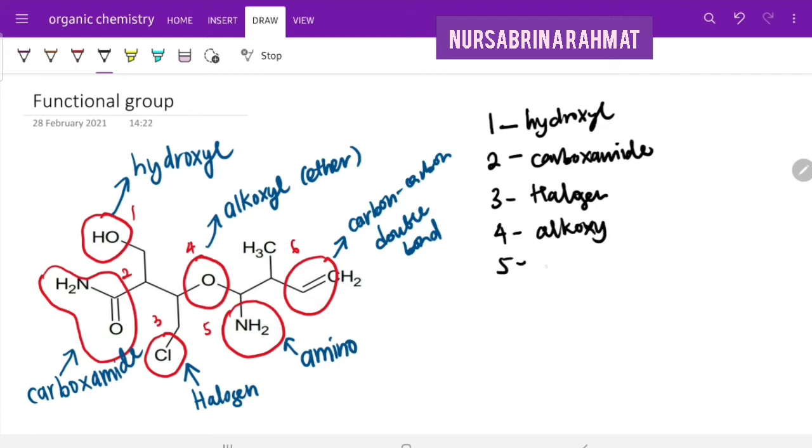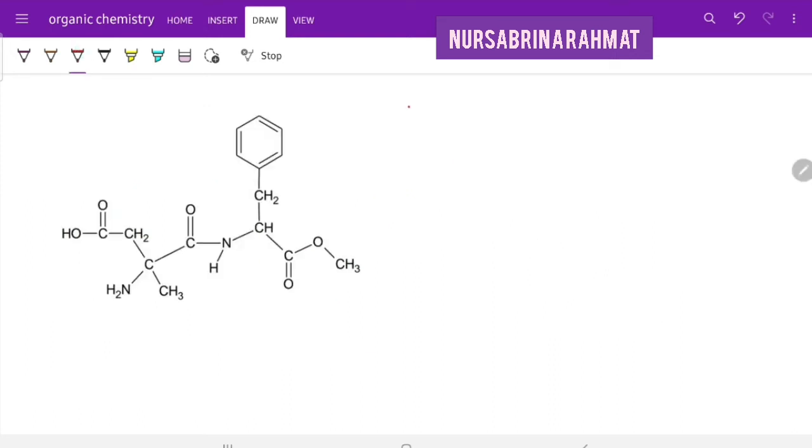Okay, the fifth is amino. And the sixth is carbon-carbon double bond. Okay, so let's move on to the second question. Let's first circle the different functional groups that are present.